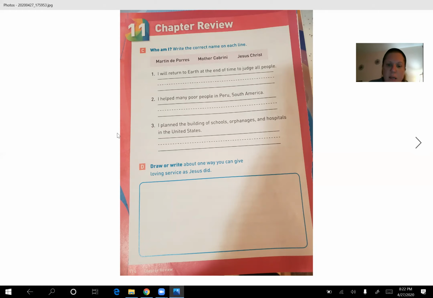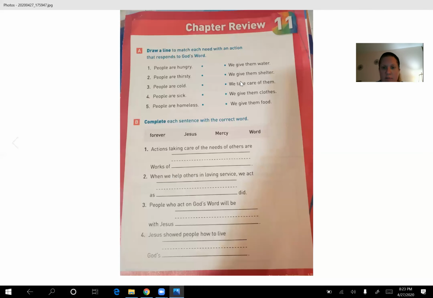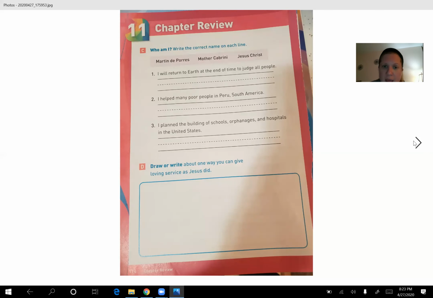And down here at the bottom, the last part, draw or write about one way you can give loving service as Jesus did. So think about the different works of mercy. Those are different services. So you can write a sentence or two or draw a little picture. You don't have to use colors. You can if you want to. And then your mom or dad are going to take a picture of the front and the back, and they can email it to me or they can text it to me on their phone because that's easy.